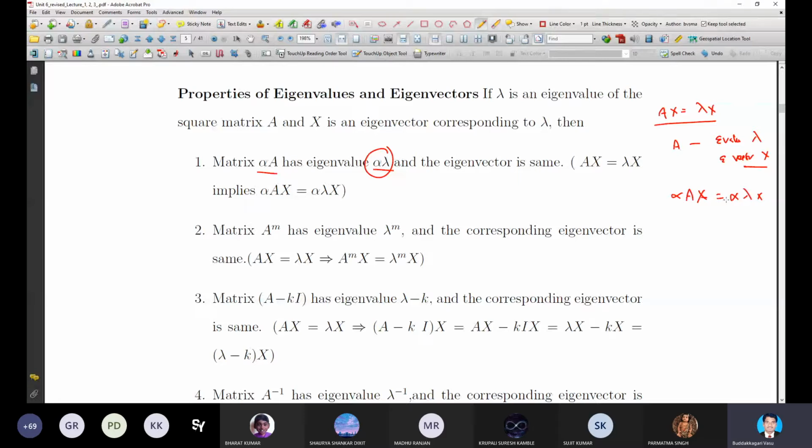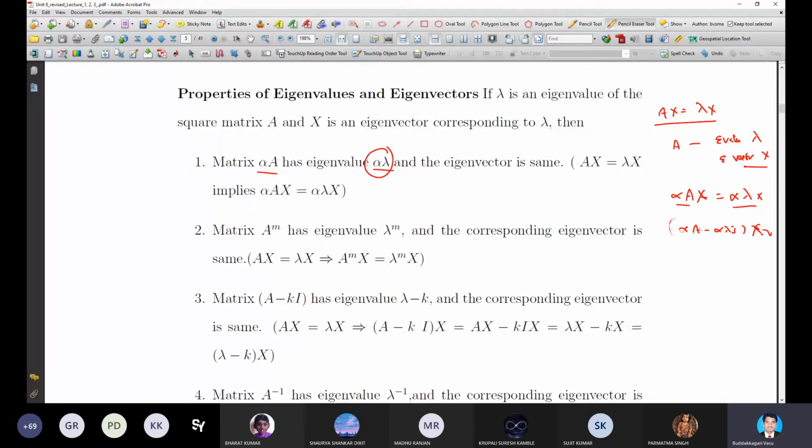So it also satisfies the matrix equation for the corresponding lambda and the eigenvector x. Hence (alpha A minus alpha lambda I) x is equal to 0, which results in non-zero solutions. Therefore, alpha A is the new matrix, and its eigenvalue is alpha into lambda.